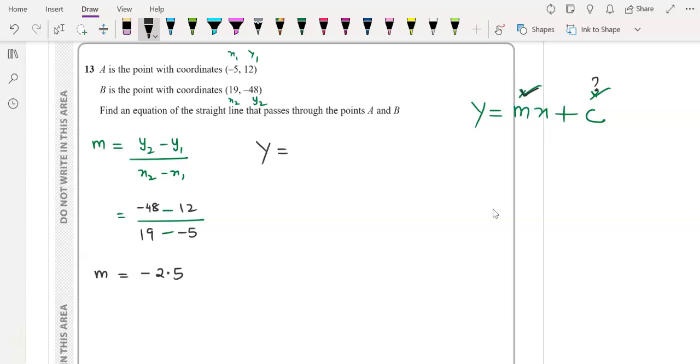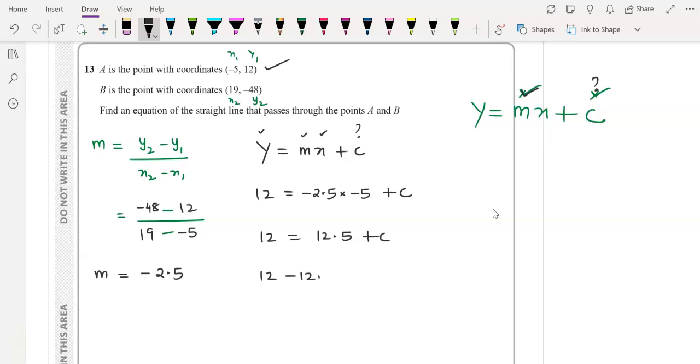Now I got the value of m, but still I don't know the y-intercept. So what we have to do is find the y-intercept. The only option is to substitute x, y, and m and find the value of c. Now you can use any of the points. So let's use the first point. So the value of y is 12. The slope is -2.5. The value of x is -5, plus c. So it is 12 minus 2.5 times -5, which will be 12.5 plus c. Take 12.5 to the left. So 12 minus 12.5 equals c. So that will give you your y-intercept as -0.5.